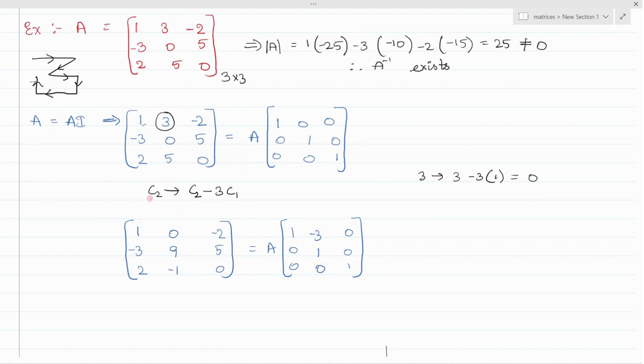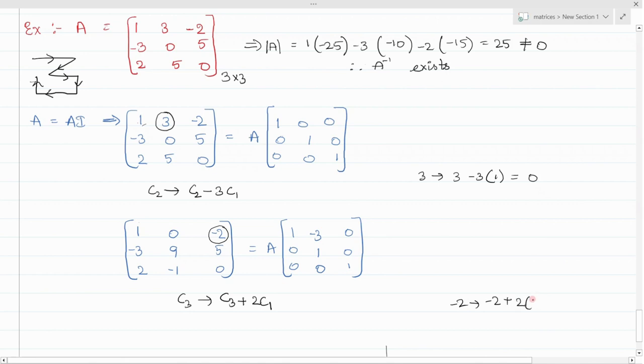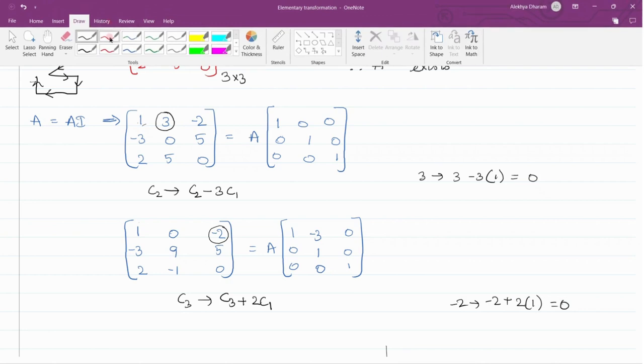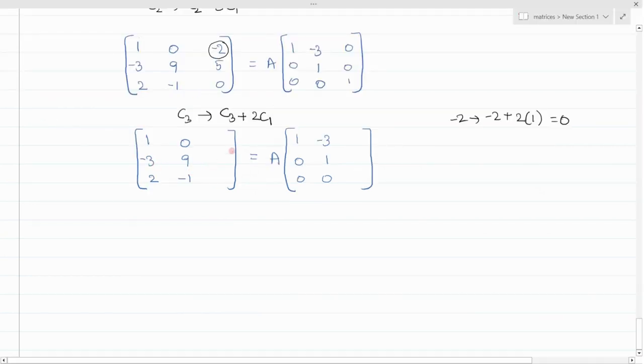Now, we need to convert the 1, 3 element, that is minus 2, to 0. So how to do this? Now we can write C3 as C3 plus 2C1, because when we do it, minus 2 changes as minus 2 plus 2 times its corresponding C1 element, that is 1, and gives us 0. Now, C1 and C2 elements remain as they are, only C3 elements change: 0, and here it becomes minus 11 and 4, here 2, 0 and 1.